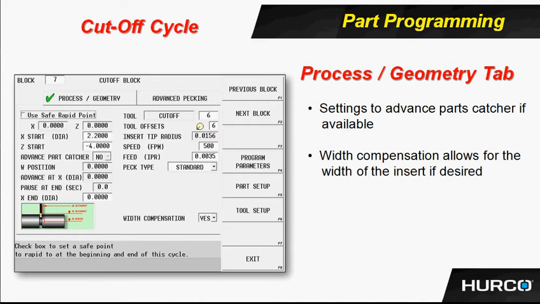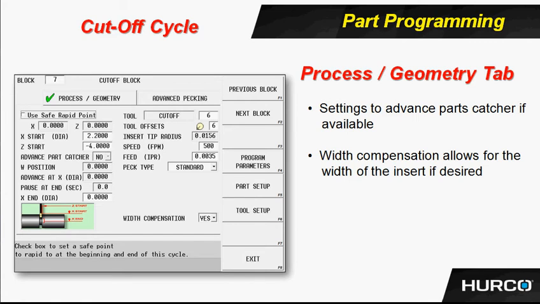But if you want to take advantage of using the parts catcher, for example, if you have a parts catcher, and some of the other control things that we're going to have here for the advanced pecking and so forth, then we're going to want to use this actual block. As we've seen in the grooving cycle and threading cycle, we can check box the use safe rapid point. This gives you the ability to program a location where this tool is going to rapid to both at the beginning and the end of the grooving or the cutoff cycle, which will mean that you don't have to use a position block as we've had to do in older versions of software.